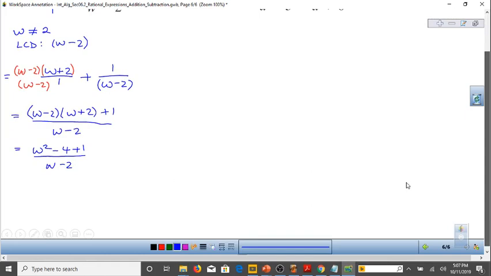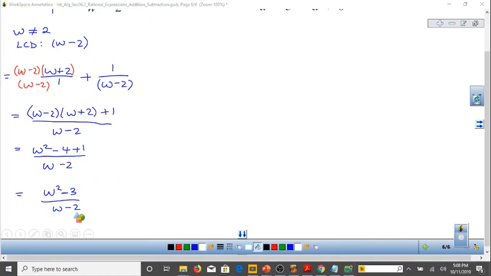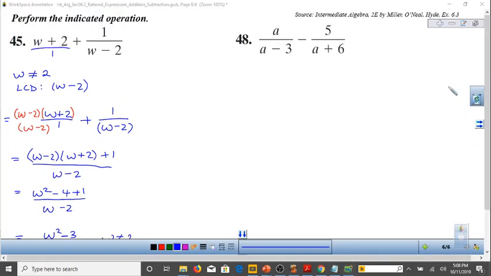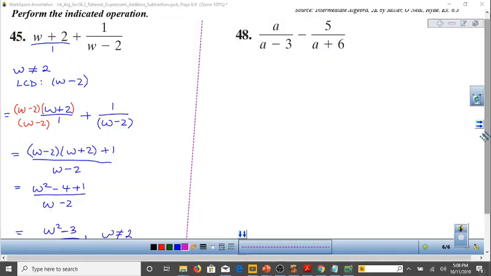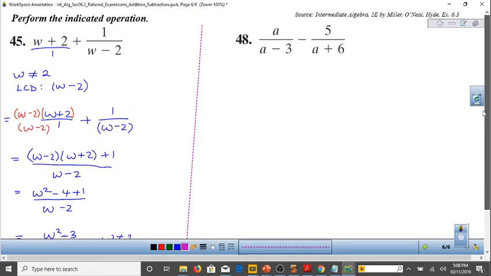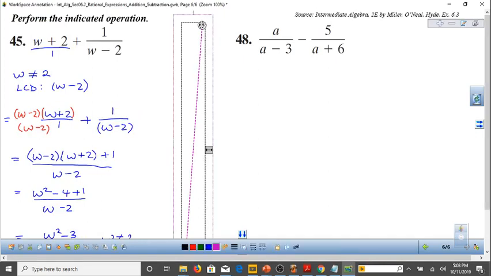Simplifying now, our result is w squared minus 3 over w minus 2. And that cannot be simplified. W squared minus 3 is not a very palatable difference of squares. It's w minus square root 3 times w plus square root 3, and that doesn't cancel. So we can move on to the next example. And again, I recommend that you try these on your own and then check your answers in comparison to mine.